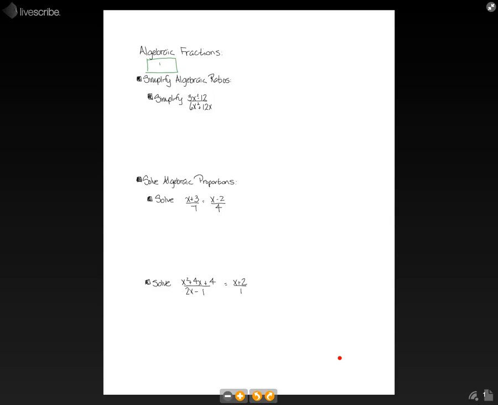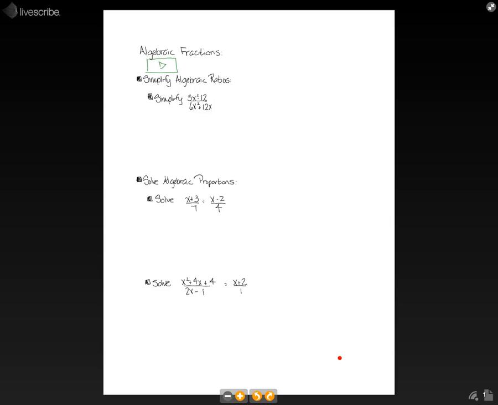In this video, we will be talking about algebraic fractions. In general, there are two different kinds of algebraic fractions: algebraic ratios and algebraic proportions. Ratios are a little bit easier to deal with because they're just simplification. You only have one expression that you're trying to simplify down to its simplest form.